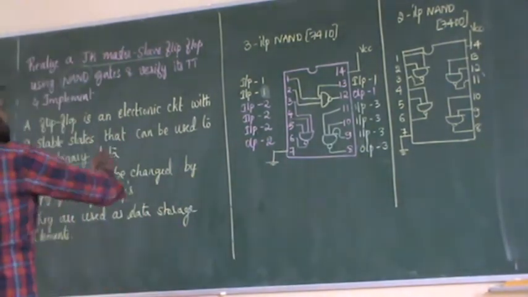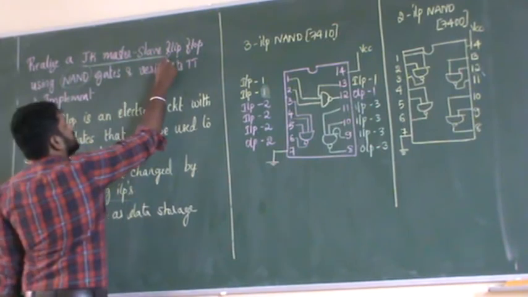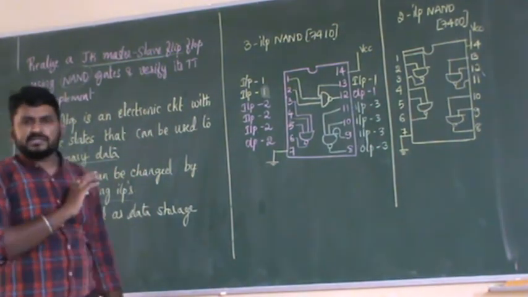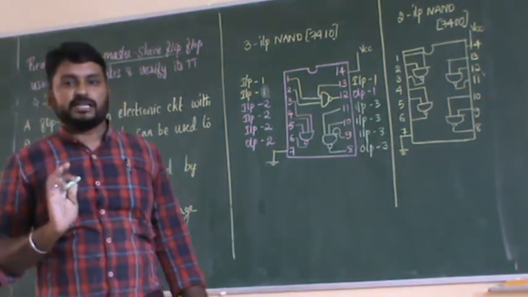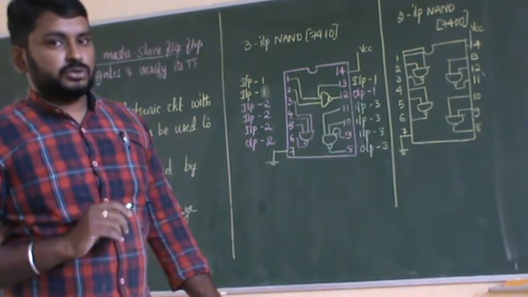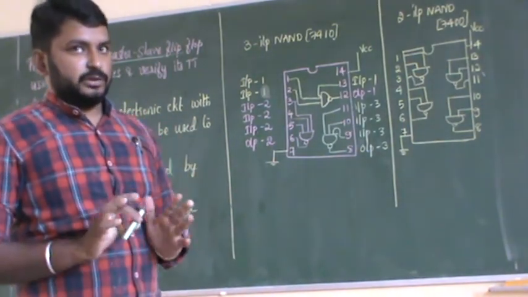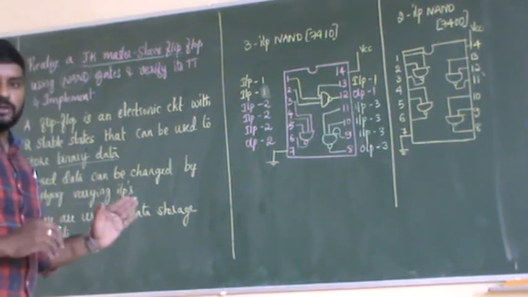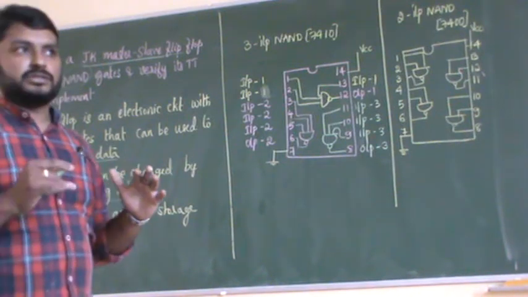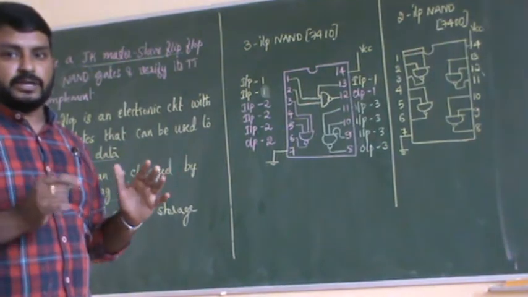And I will be writing the master slave JK flip-flop circuit. You only have to implement the circuit, and check the output by verifying the truth table. That is your actual experiment. So I will just write down the circuit. There is no logic explained in this particular circuit.